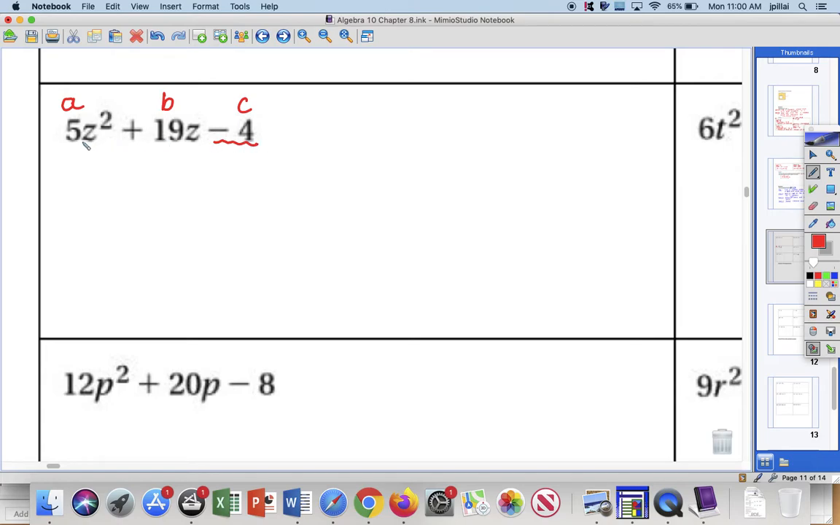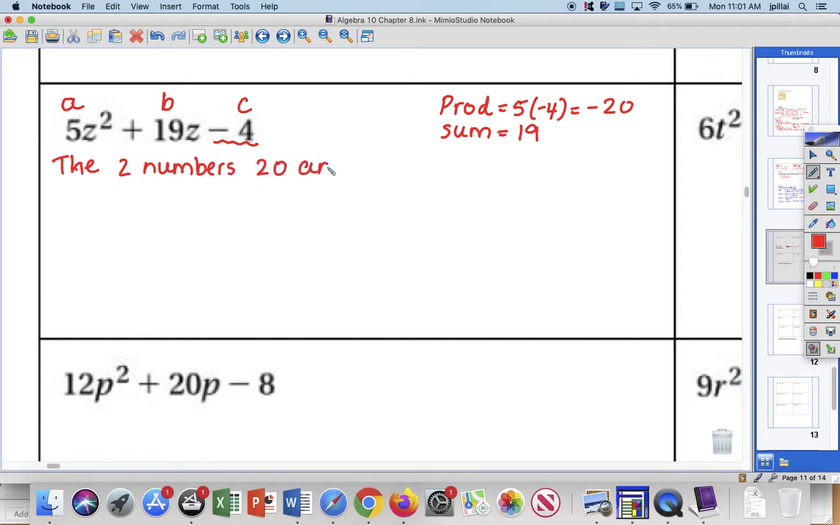So let's start. We need to find two numbers whose product is going to be 5 times negative 4, which is negative 20, and whose sum is 19. So product is negative 20 and sum is 19. Now since the product is negative and the sum is positive, one number has to be negative. Are there numbers like that? Yes. The two numbers are, you guessed it right, 20 and negative 1, because one has to be negative.